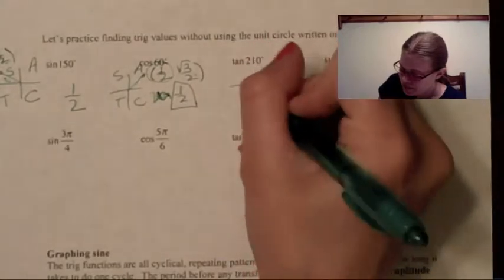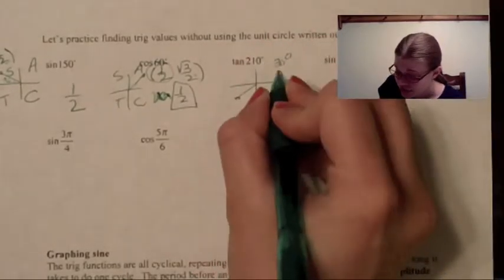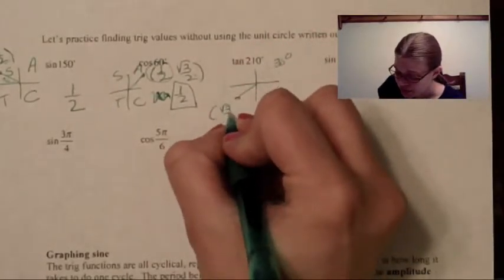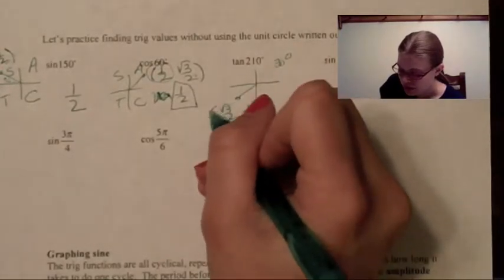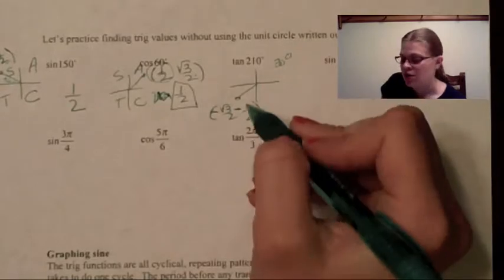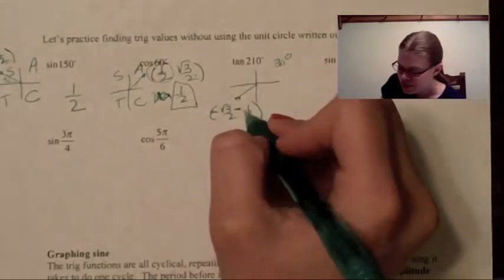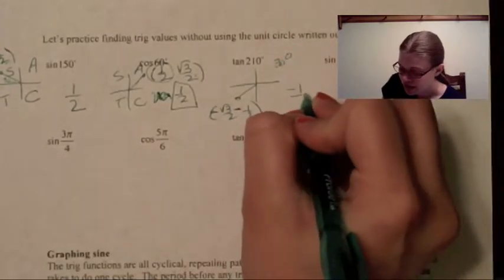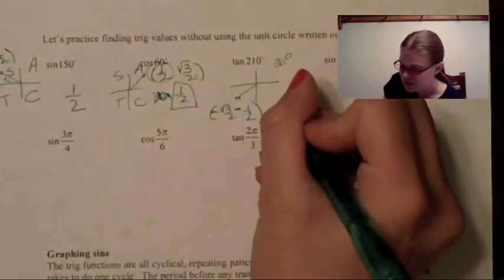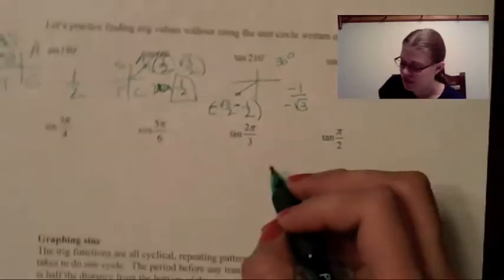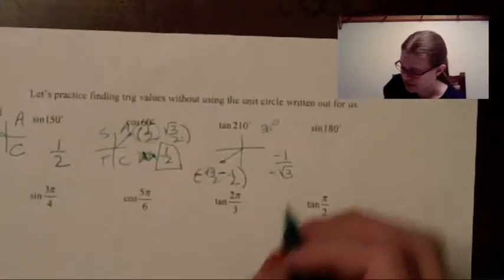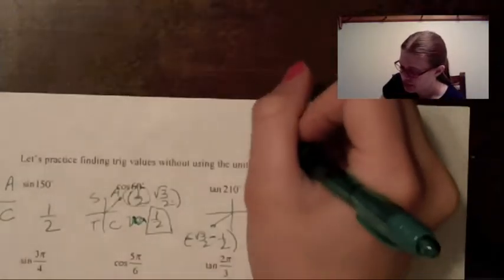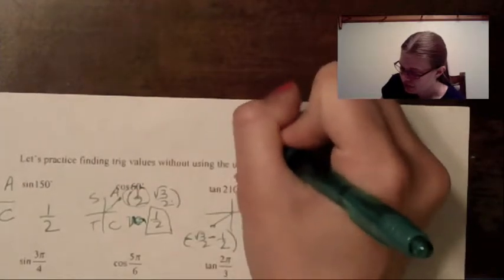So I'm in this quadrant. 30 degrees goes with the point root 3 over 2, 1/2. I'm in the third quadrant, so both are negative. The tangent is the y over the x, so I take the negative 1/2 over the negative root 3 over 2, which is negative root 3. Now, negative over negative turns to positive. I ran out of room, so I'm going to simplify up here. So you have 1 over root 3.